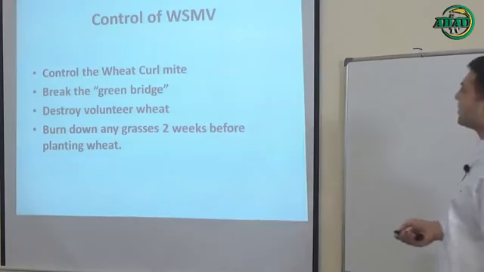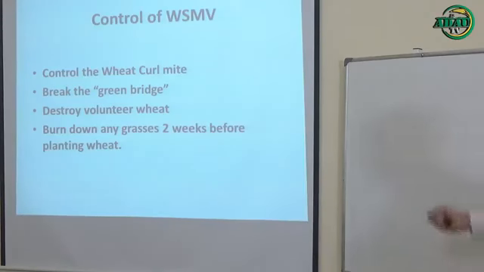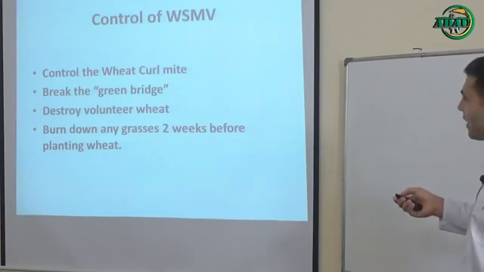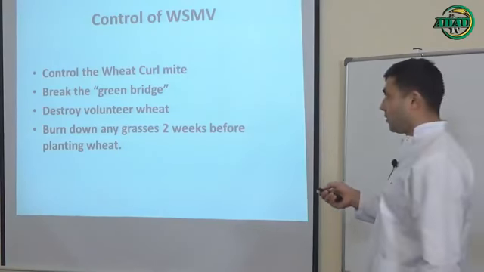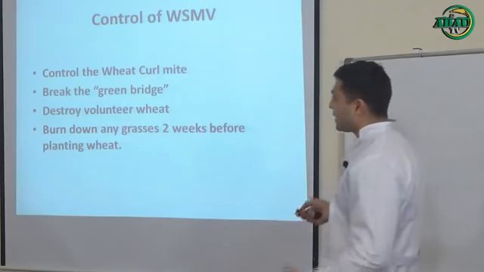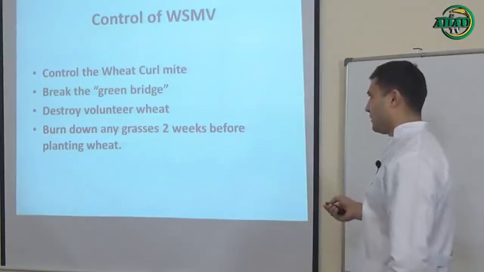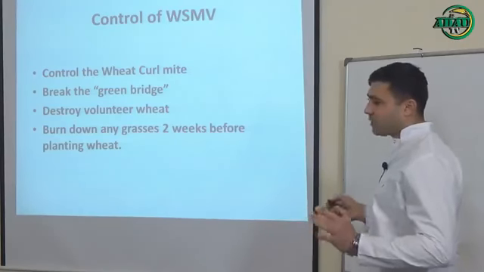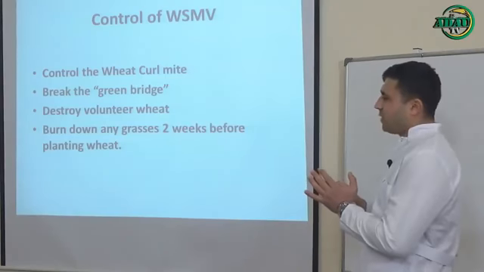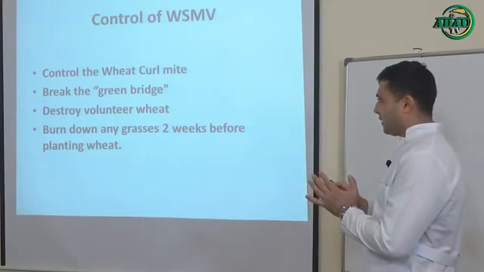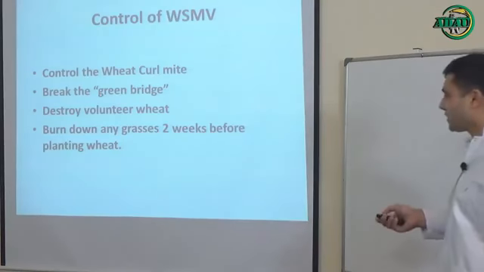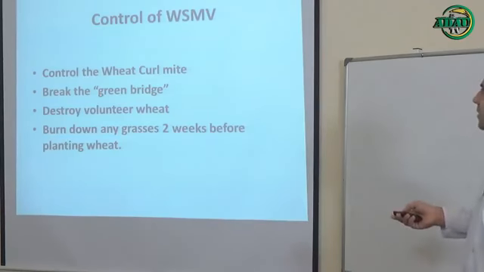So here is a control of the wheat curl mite. At first you have to control the vectors. After that break the green bridge. Then destroy volunteer weeds. If you have the volunteer weeds in your fields, you have to destroy all of them, and you can minimize the infected. And also burn down any grasses 2 weeks before planting.